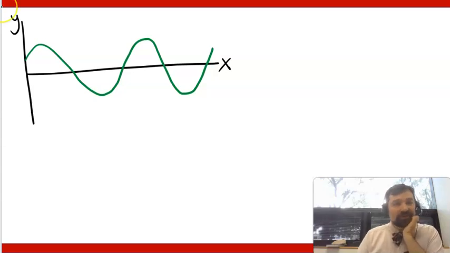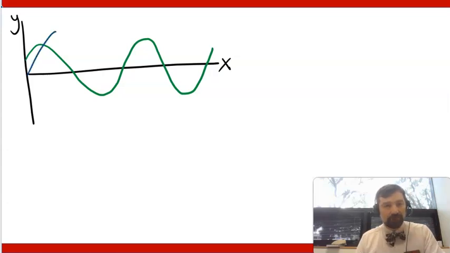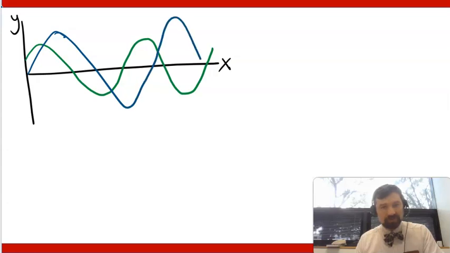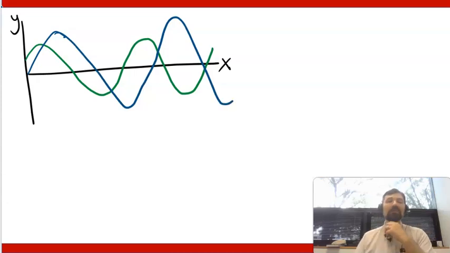And then my other wave maybe happens to look more like this. Oops. So we're up here. We're down here. Whoop, didn't go down far enough though. We're down here. We're up here. We're down here.